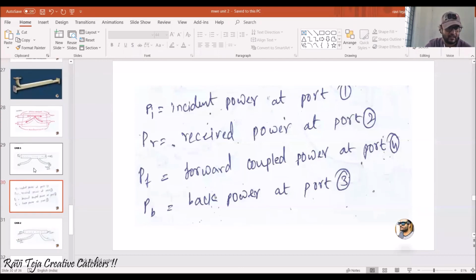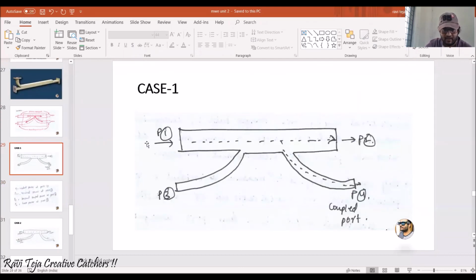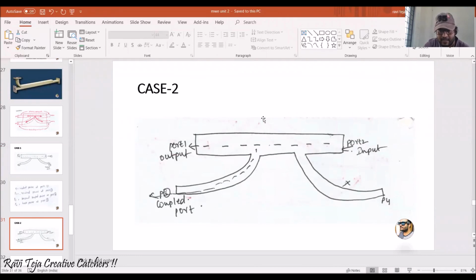Okay, let's see another case. This was case 1, where the incident power is from port 1. Now, in this particular case, the incident power is from port 2. So the received power will be at port 1, the forwarded or coupled power port will be port 3, and if there is any reflected power, it will be at port 4. But naturally, there won't be any reflected power.